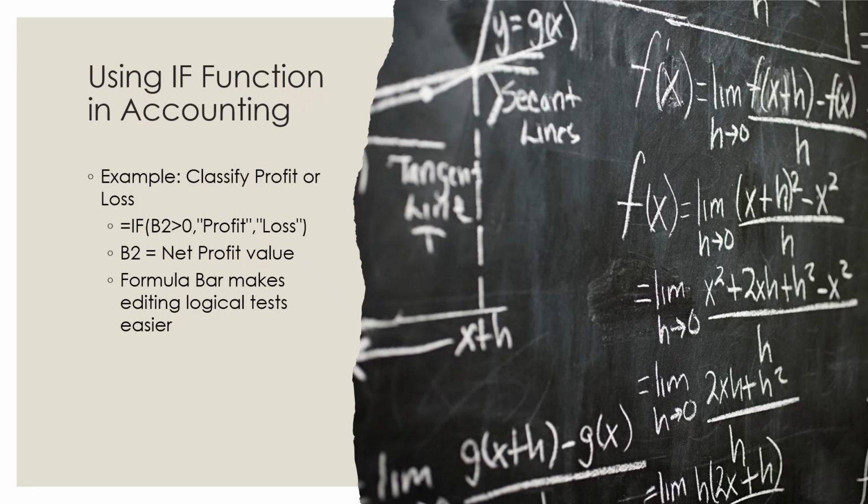For example, to classify whether a company made a profit or loss, we will use the formula as shown in the slides. If the value in B2 is greater than 0, Excel displays profit. If it is 0 or negative, it displays loss. This function is widely used in dashboards and management reports.